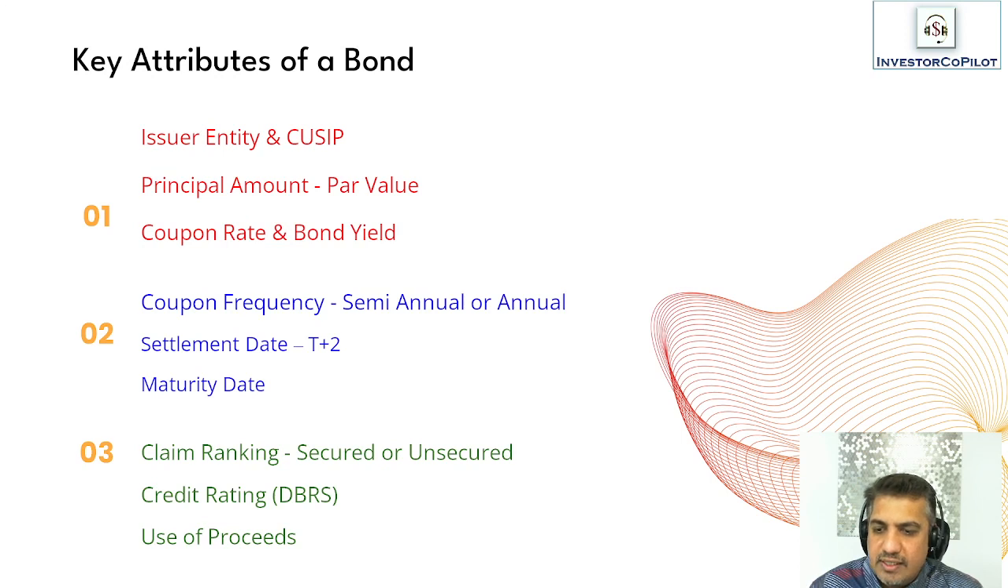Use of proceeds is basically the application of funds that the issuer plans for the bonds received, and this is also important information that can be scrutinized by an investor.